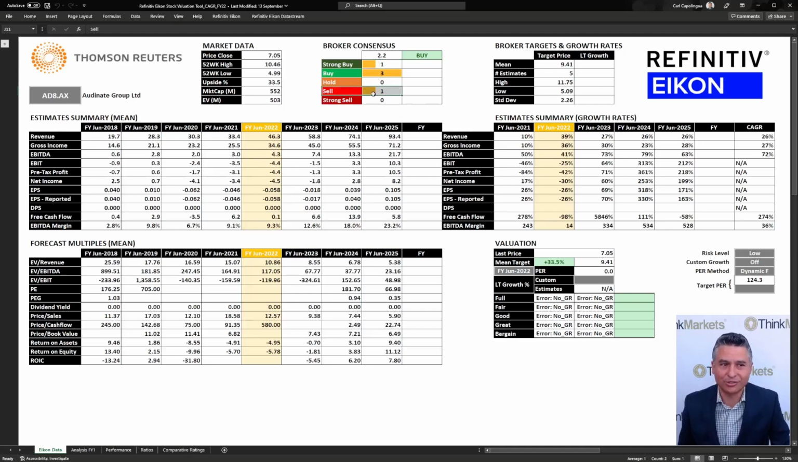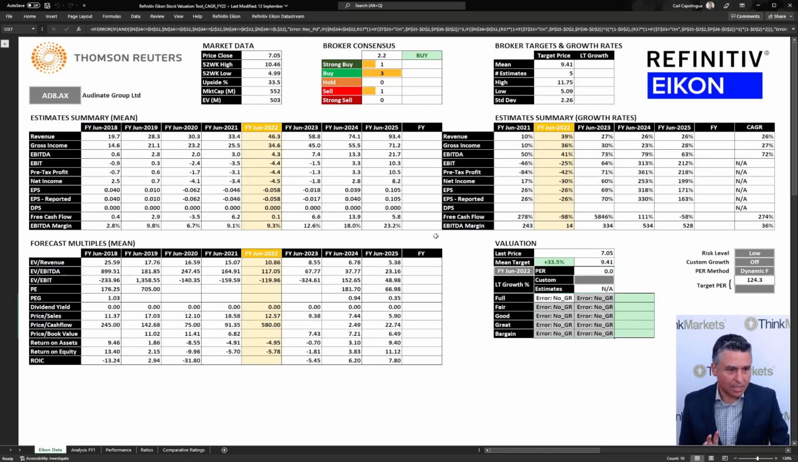Brokers don't often go sell. So every time I say, oh, it's interesting, there's a sell in there, it actually means more than you think. The average price target from these brokers is 941, which allows 33.5% upside. I take that with a pinch of salt because they tend to ratchet their price targets up on the way up in bull markets, and then they don't ratchet them down in bear markets. So these numbers just get bigger and bigger.